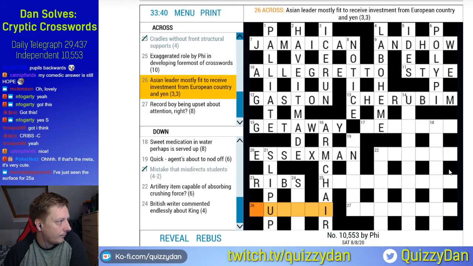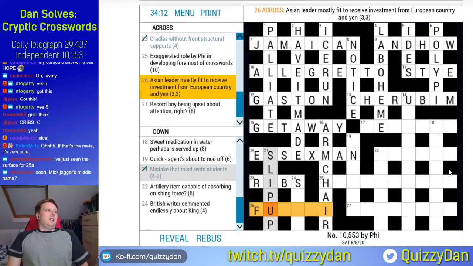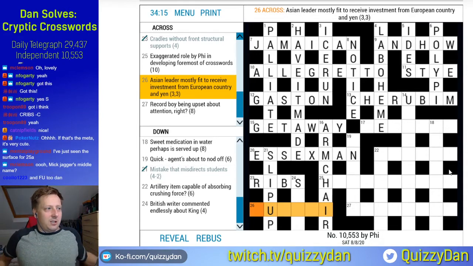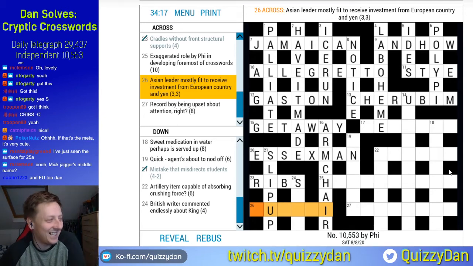26 across. Asian leader mostly fit to receive investment from European country and yen. Asian leader, that's got to be the definition here. We'll get to 25 across in a minute. Asian leader mostly fit to receive. Mostly fit is FI. To receive investment from European country. And yen. Oh, we're going to be dealing with Mick Jagger then, aren't we? An FU to you. Sorry, Coolio. I didn't mean it. I didn't mean come back.